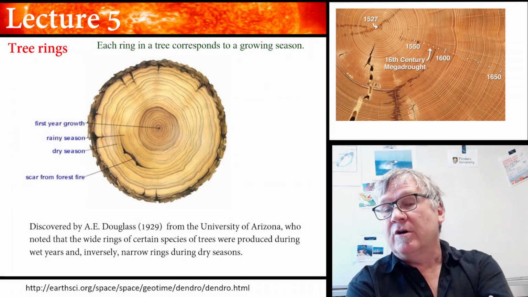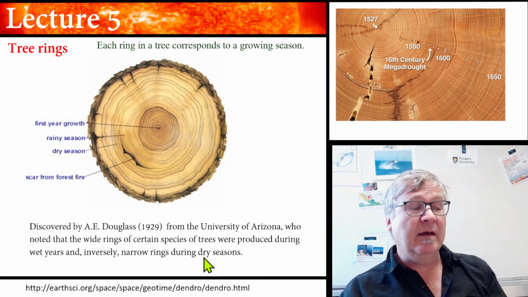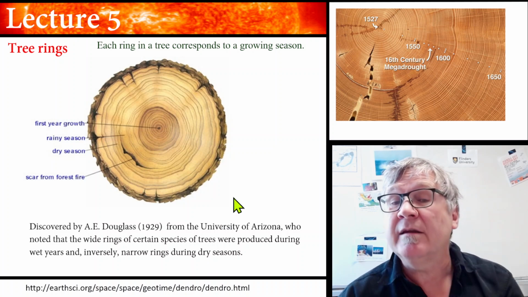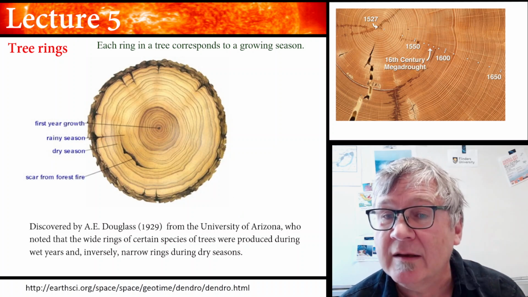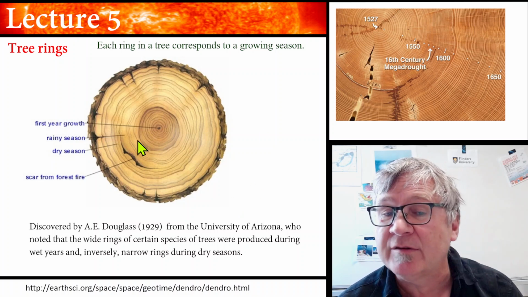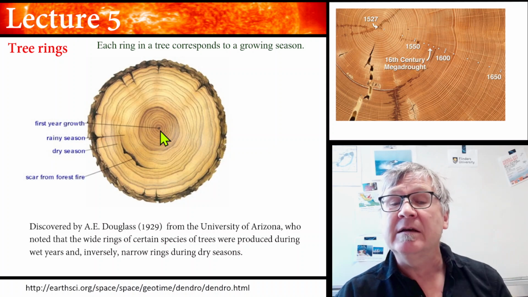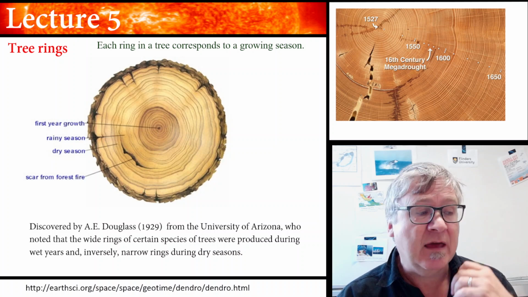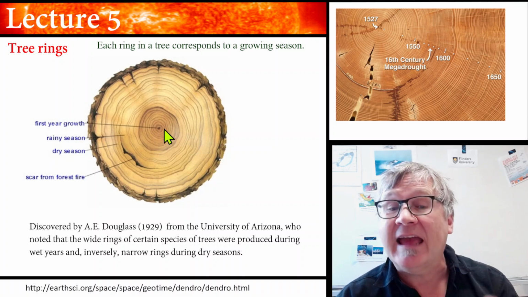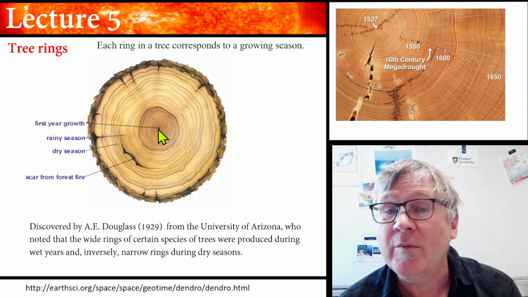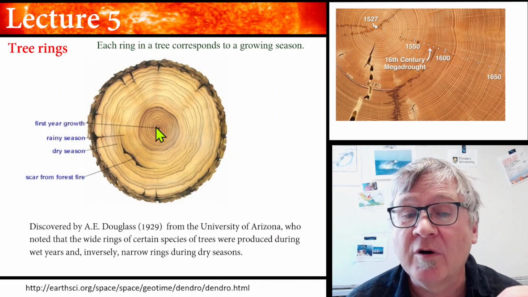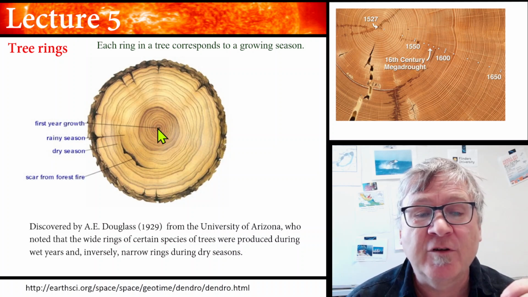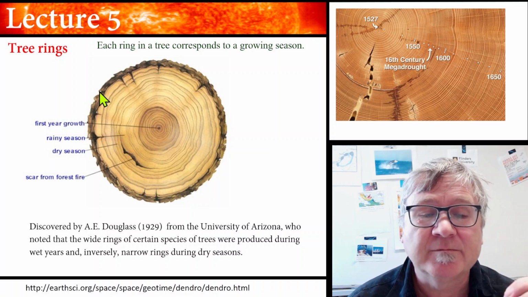Tree rings. Let's talk about trees. We cut through a tree. Each ring in a tree corresponds to a growing season. So each tree ring that you see corresponds to 1 year, where the first year growth is in the center of the tree, and then you can count the age of a tree. You can determine the age of a tree from counting the number of tree rings, going from the first year growth to the outside.